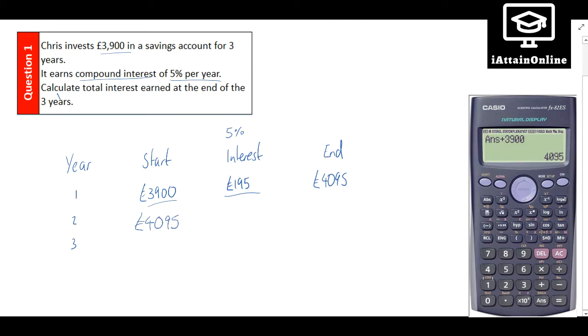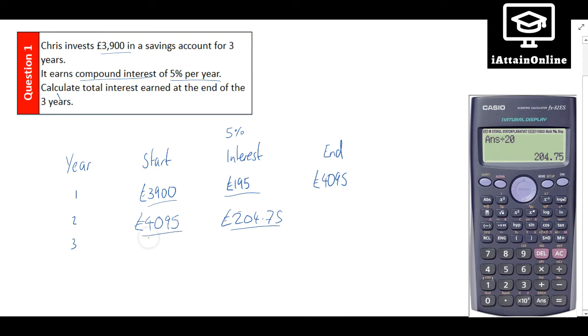Now, whatever money he has at the end of the first year becomes how much he starts with at the start of the second year. So now I'm going to find 5% of 4,095. To find 5% of a number, we divide it by 20, and that's going to be £204.75.